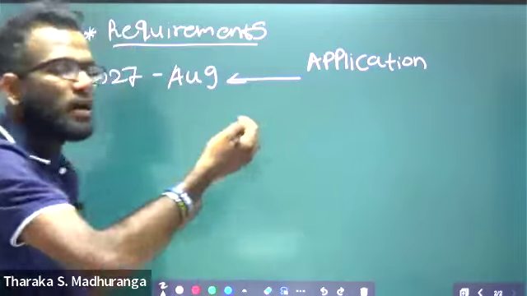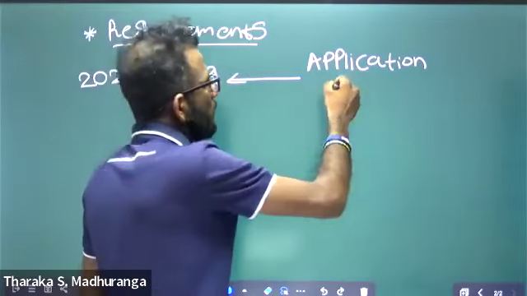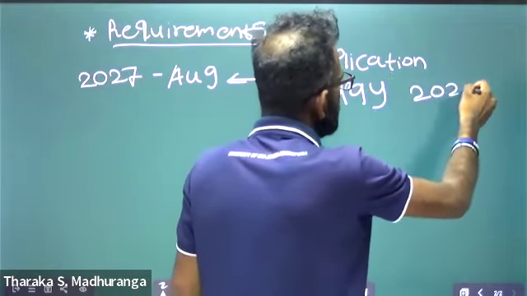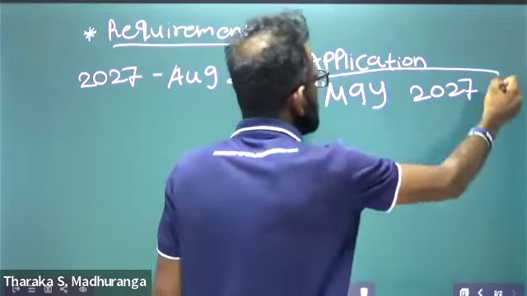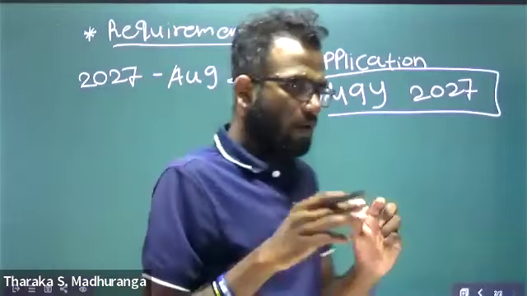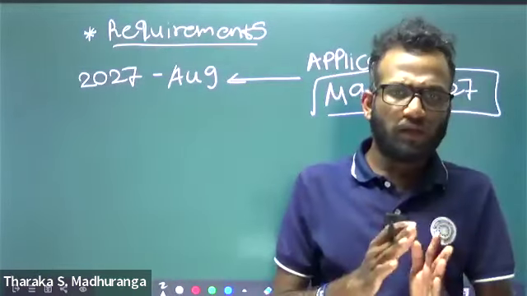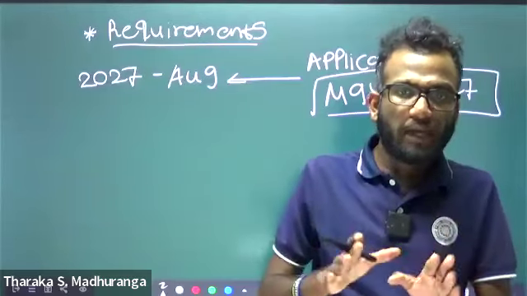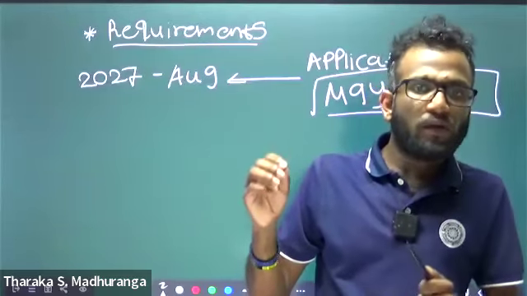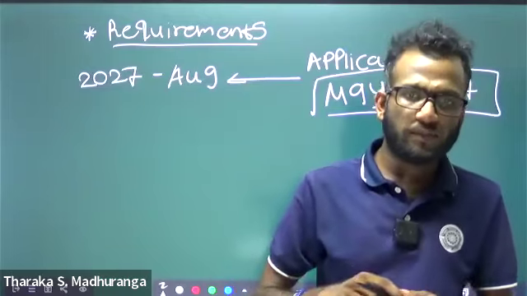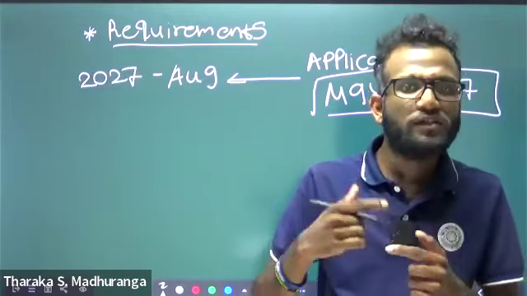August, July, June, May of 2027. 2027 May. Maximum April. Okay, April or May. Between April and May, your applications will be open. At that time you should fulfill this requirement.